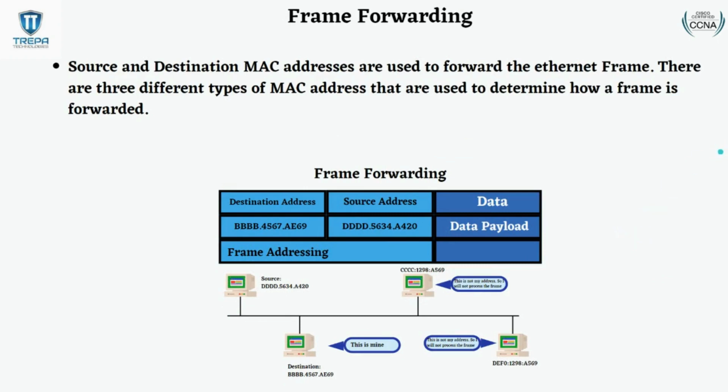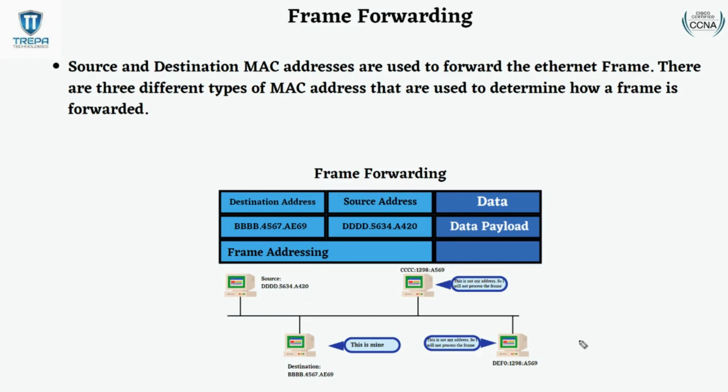Okay, now let's get into a little bit of frame forwarding. We're going to dive a little bit deeper into this in our next section when we go over switching fundamentals, but for now we're just going to do a quick overview. So we've been talking about our Ethernet frames. Well, how do we actually get them forwarded? How do these computers and switches interact to know where to send these Ethernet frames? Source and destination MAC addresses are going to be used to forward the Ethernet frame.